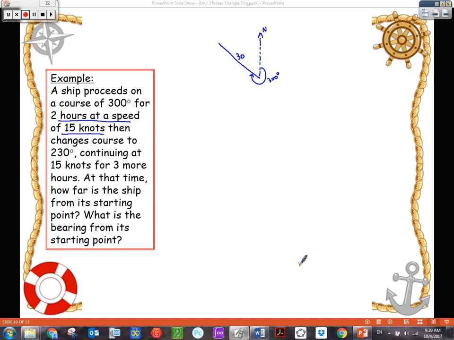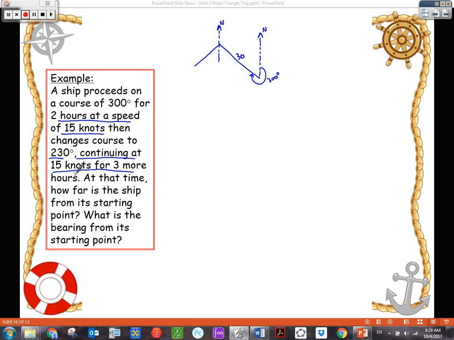So then we change course to 230 degrees, continuing at 15 knots for 3 more hours. So I stop. I go to where I ended my first path and I draw a north line. So now I need to go 230 degrees. So I start rotating above on the north line. I rotate like this. That's 180 degrees, right? That's not enough. I need 230. So that's going to put us in quadrant 3, right? 230 would be right here. So we're going to rotate this way.